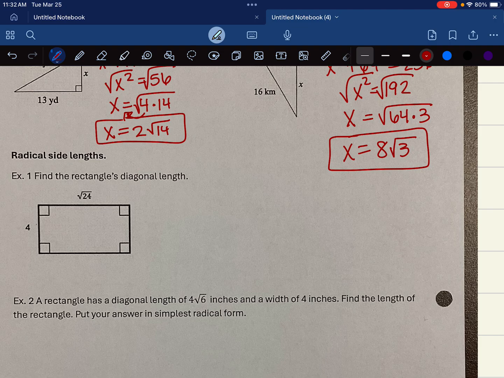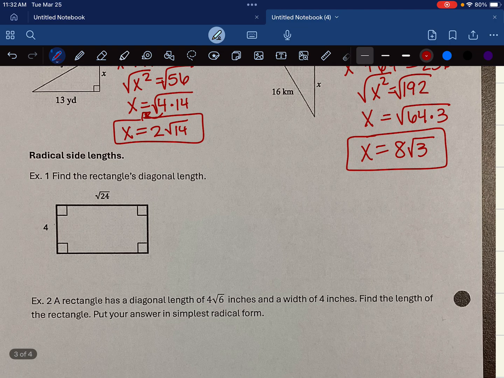Finding a radical side length, you're going to do the exact same thing. It wants you to find the diagonal, so you have to draw that in first. If I draw in a diagonal, what kind of figure do I have now on the top? Specifically a right triangle. So can I still use a squared plus b squared equals c squared? Yes. Okay. What's the hypotenuse? X. So 4 squared plus the square root of 24 squared equals x squared.